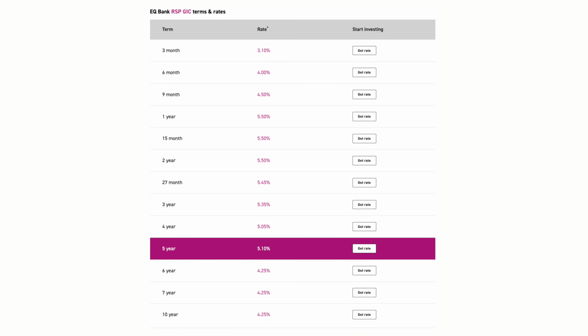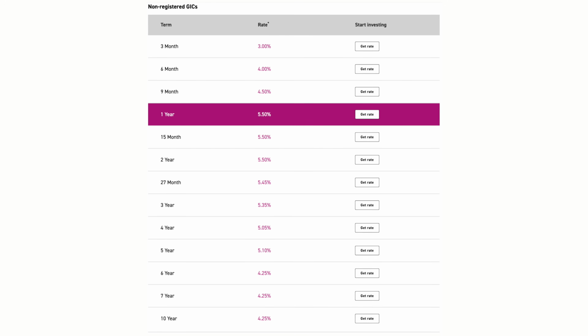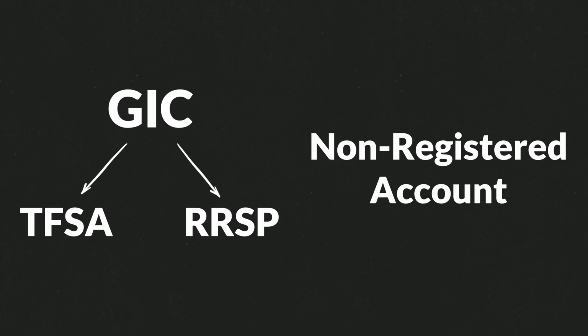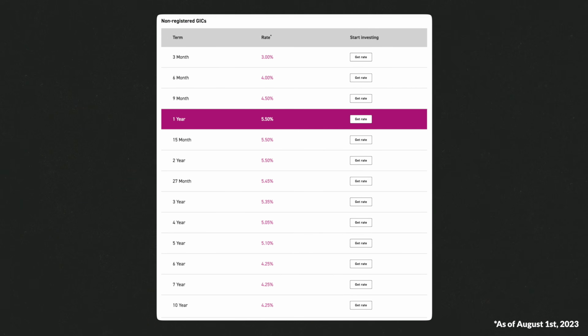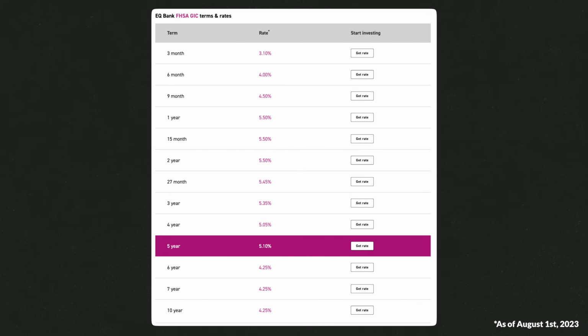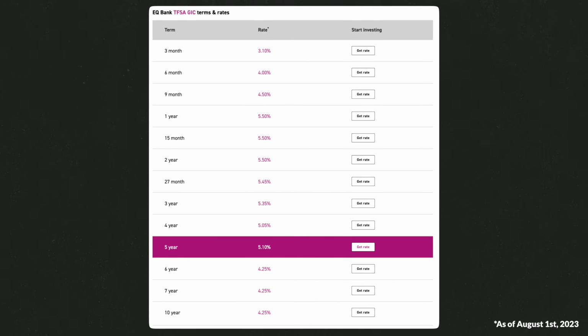Now you can buy either registered or non-registered GICs. So basically GICs within a TFSA or RRSP or with a non-registered investment account. The rates offered vary based on the type of GIC you're going for and also the length of time that you're locking your money in for. Now they have options for 3 months, 6 months, 9 months, a year, 15 months, 2 years, and a bunch of other options ranging all the way up to 10 years. Now we're going to show you the current options and rates on the screen right now, but remember that they can change.